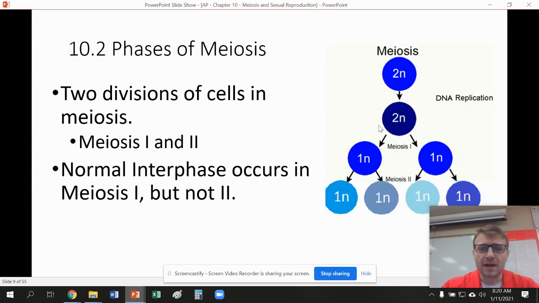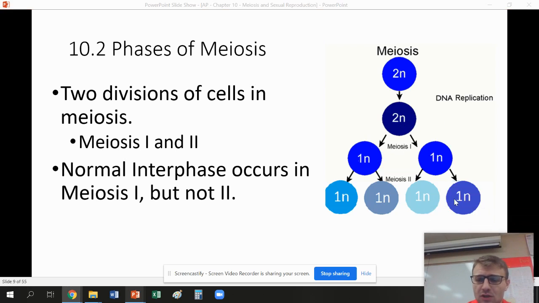Now, the big thing with meiosis is that there are 2 divisions. That's one of the big differences. We're going to take one diploid cell and make 2 haploid cells after meiosis 1. And then in meiosis 2, we're just going to further split those chromosomes up, and they're still going to remain haploid. But in this case, we're going to get just 4 haploid cells with only 1 chromatid per chromosome.